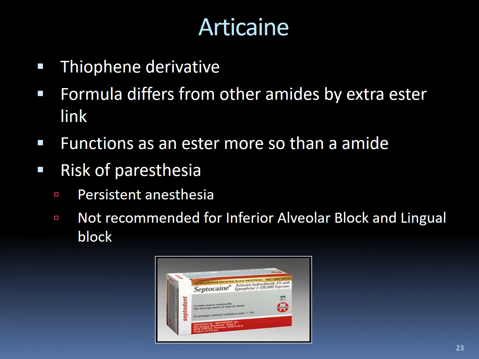Articaine. Articaine is a thiophene derivative. The formula differs from other amides because it has an extra ester link in its compound. It functions as an ester more so than an amide. It has a high risk of paresthesia. Paresthesia is persistent anesthesia. So this drug, when administered, is not recommended for inferior alveolar blocks or any type of lingual block.